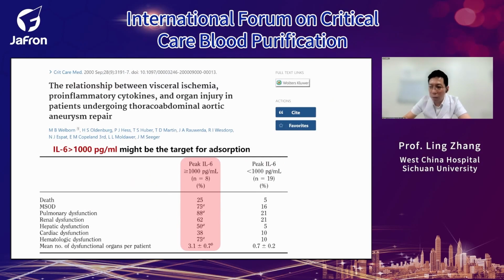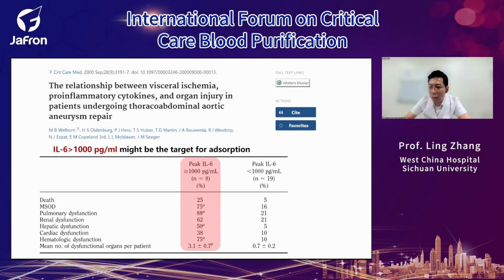But 20 years ago, a very interesting paper was published, reporting that if interleukin-6 is more than 100, there is more mortality, more bad things occurring for these patients, with more deaths, more MODs and more organ dysfunction. So, in my opinion, maybe interleukin-6 more than 1,000 is the target for the plasma absorption for these kinds of patients.